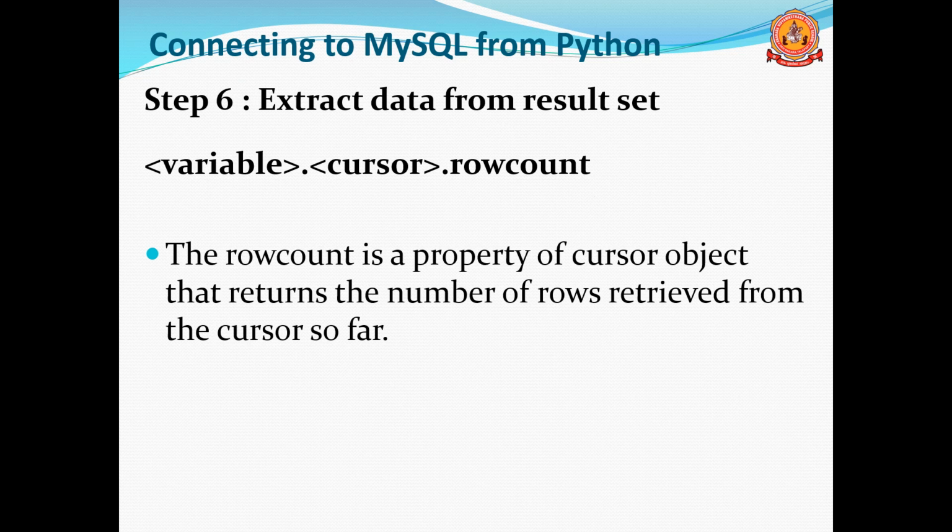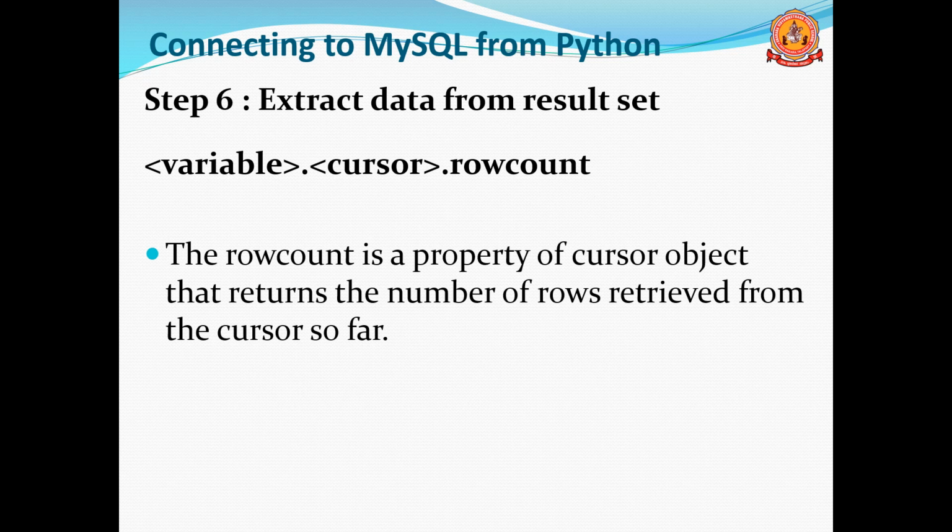And the next step: variable is equal to... here also a dot is given, sorry, there's a mistake here. So variable is equal to cursor.rowcount. Here a dot is given, so not a dot, it is equals to. The rowcount is a property of the cursor object that returns the number of rows retrieved from the cursor so far.